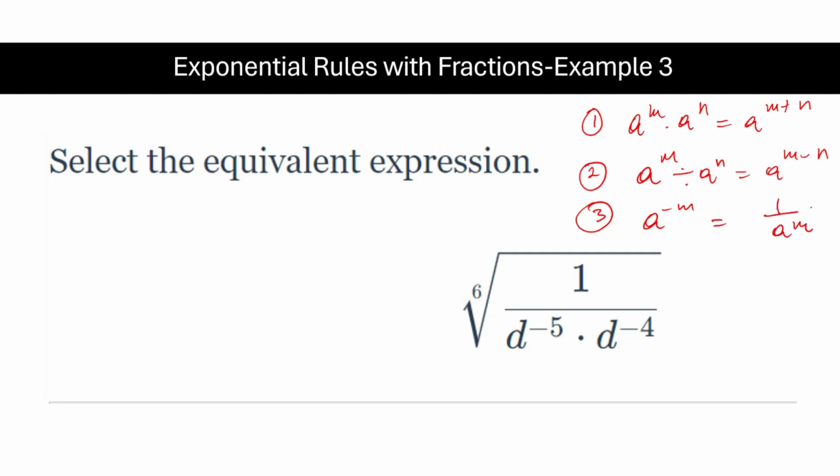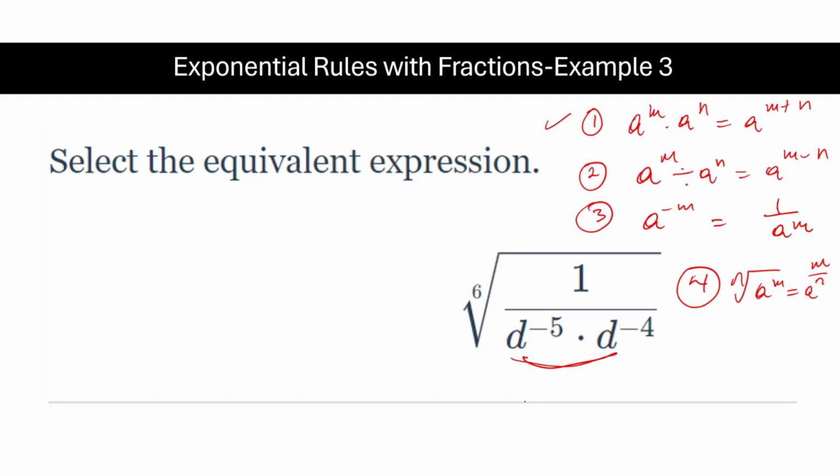Thirdly, a to negative m is 1 over a to m. And fourthly, if I remember these rules, the nth root of a to m is a to the m over n. Notice n is in the denominator for the root and m is in the numerator. All right, so let's jump into this problem. The first thing I'm going to do is work the bottom right here.